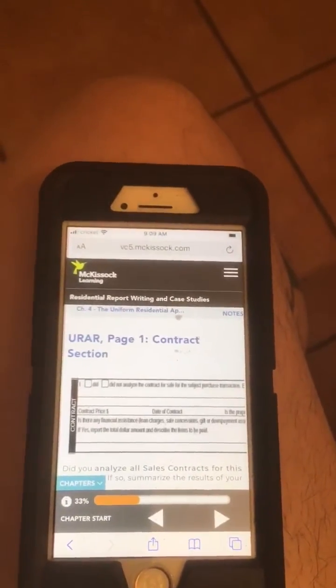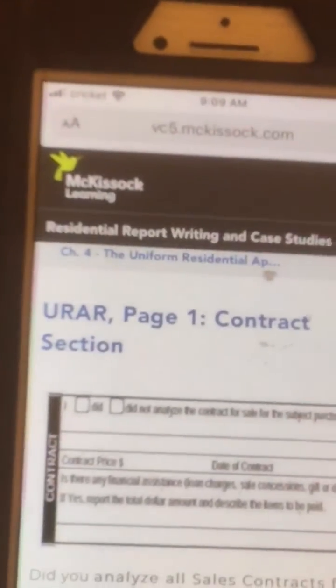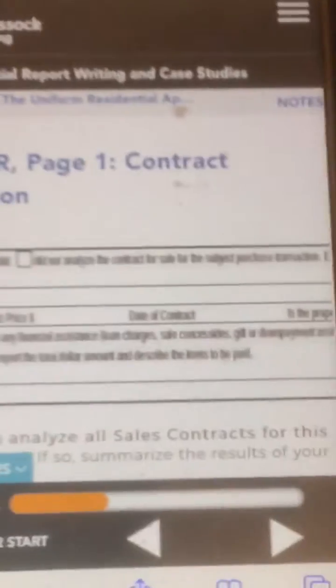Residential Report Writing and Case Studies. Chapter 4. URAR, page 1. Contract section.